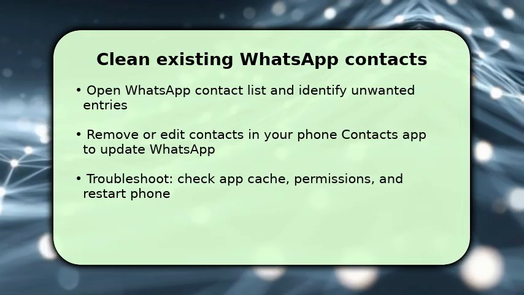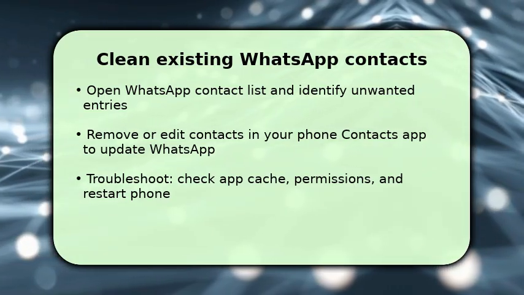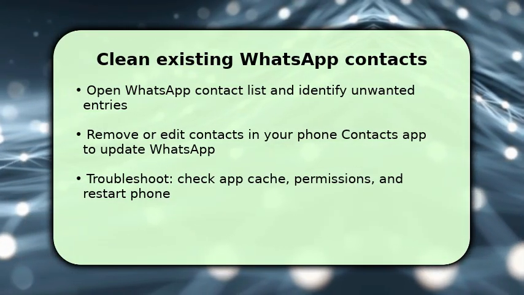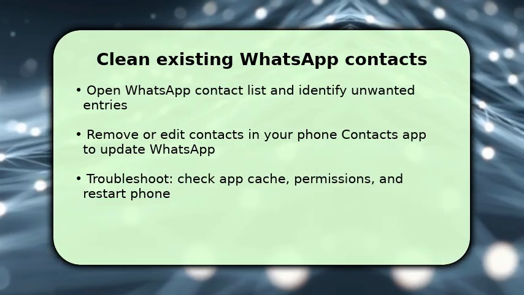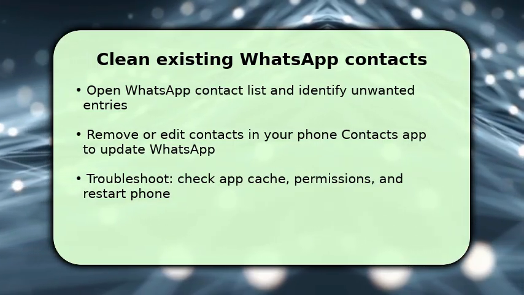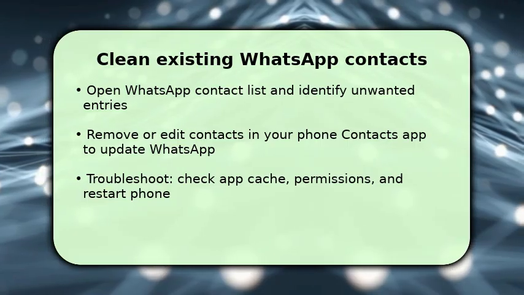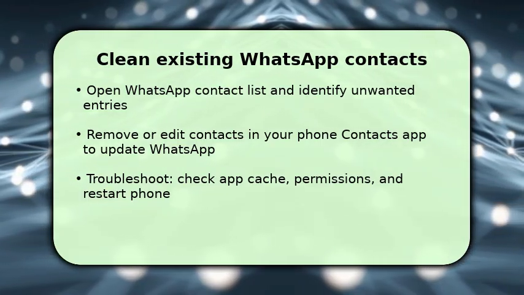Once everything looks right, clear WhatsApp cache on Android, or reinstall if needed to refresh the app. If contacts still reappear, make sure permission truly is off, clear cache, and restart the phone. This fixes most sync glitches.